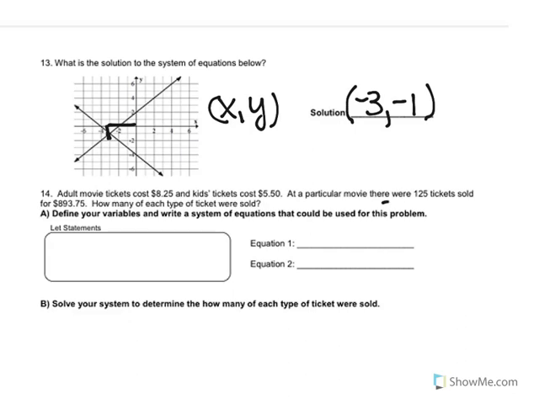Number 14, adult movie tickets cost $8.25 and kids tickets cost $5.50. At a particular movie theater, there were 125 tickets sold, and it was $893.75. How many of each ticket type were sold? So we're going to write let statements. Let x equal the adult tickets, and we'll let y equal the number of children's tickets.